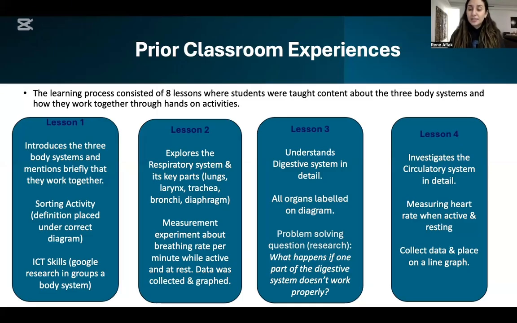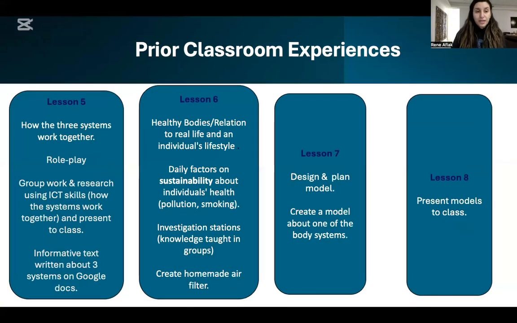Lesson 4. Investigate the circulatory system in detail, measuring the heart rate when active and resting. Data was collected and placed on a line graph. Lesson 5 focuses on how the 3 systems work together. This included role play of how these systems worked together in the human body. Group work and research using ICT skills was used and presented to the class on how the systems work together. Also, an informative text was written about the 3 systems on Google Docs.